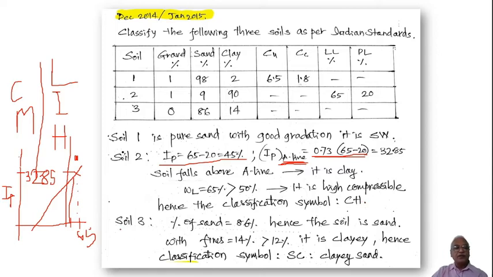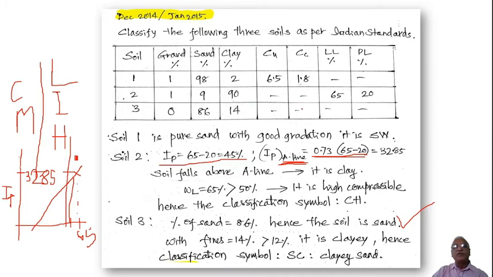Okay, now soil 3: gravel is 0%, sand is 86%, clay is 14%. Here 86% is sand, so straight away the soil is sand. Very simple. But the percentage of fines is more than 12%, more than 12%, right? That's why this is not pure sand.